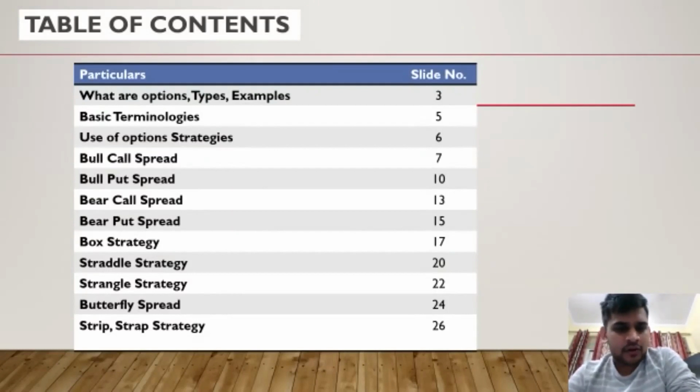After that we'll also discuss 10 option strategies which are most commonly used. These are bull call spread, bull put spread, bear call spread, bear put spread, box strategy, strangle strategy, straddle strategy, strip and strap strategy. So there's a lot of content, so hang on and we'll start.